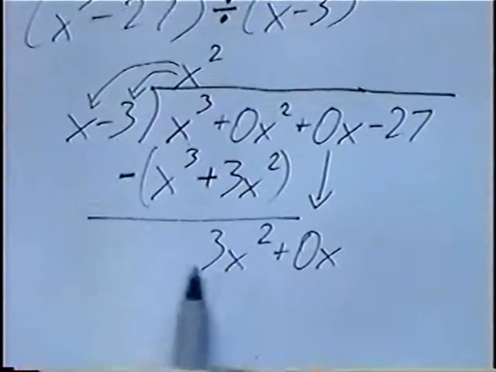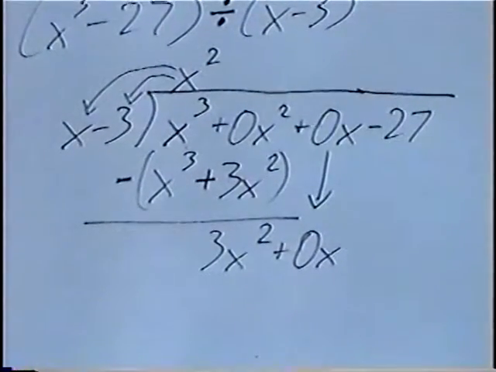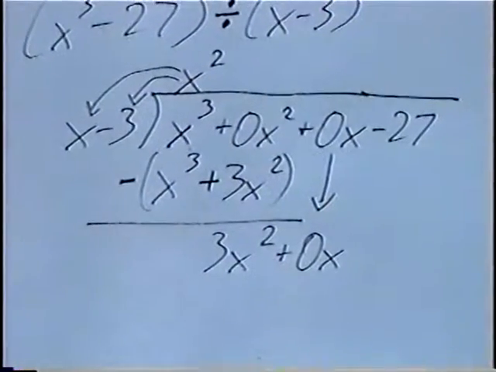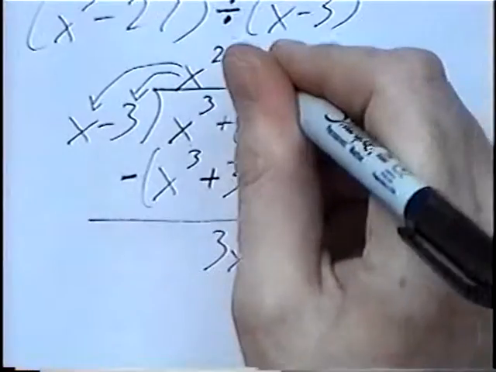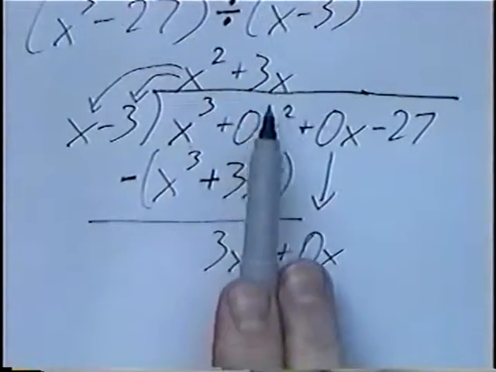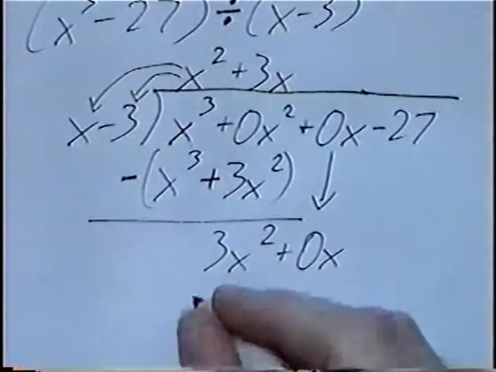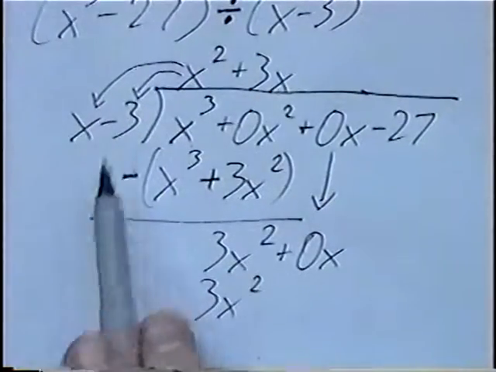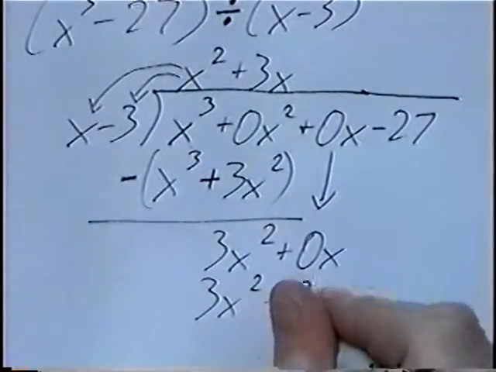Again, we'll divide x into 3x squared. Or what term times x would be 3x squared. And that term would be 3x. 3x times x is 3x squared. And 3x times a negative 3 would be minus 9x.